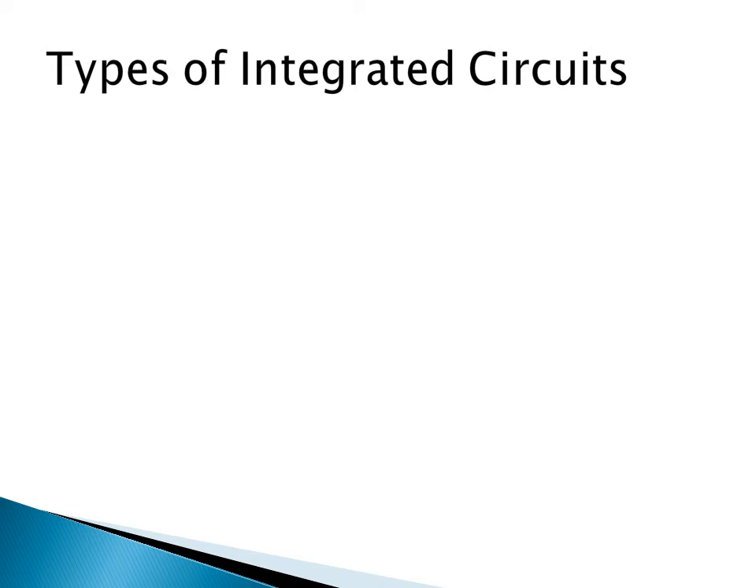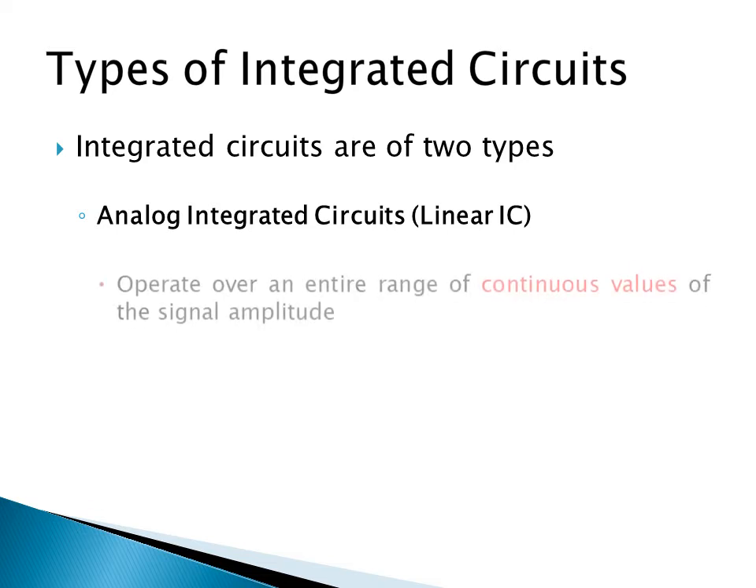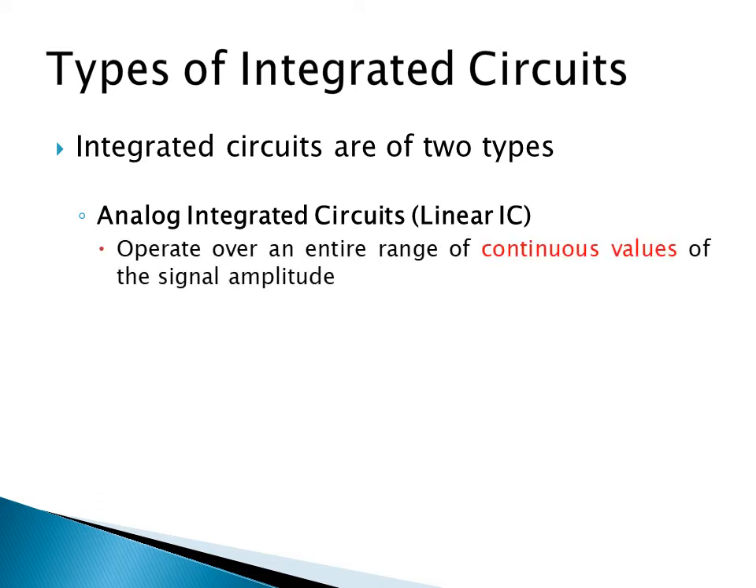Now let us classify the ICs. How can ICs be classified? Integrated circuits are classified into basically two types. They are the analog integrated circuit, whose other name is the linear integrated circuit. What does linear integrated circuit mean? This linear integrated circuit can operate over a range of continuous values of signal amplitude. It can work on different ranges of continuous values of signal amplitude.